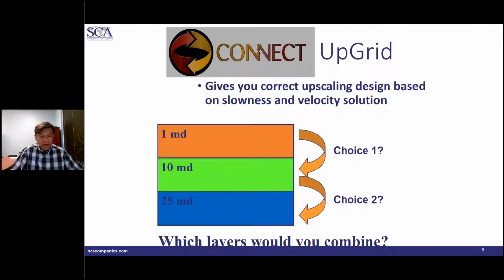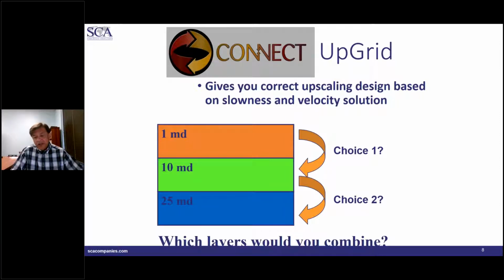One is called Connect Upgrade. This is developed by us, and that allows you to decide how many optimum number of layers you should use in a core scale model. So if you look at a very simple problem with 3 layers, 1 millidarcy, 10 millidarcy, and 25 millidarcy, which 2 layers you will combine?